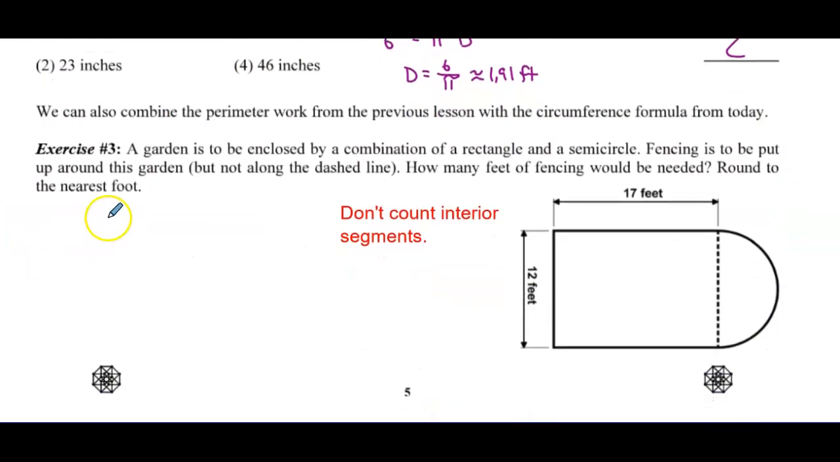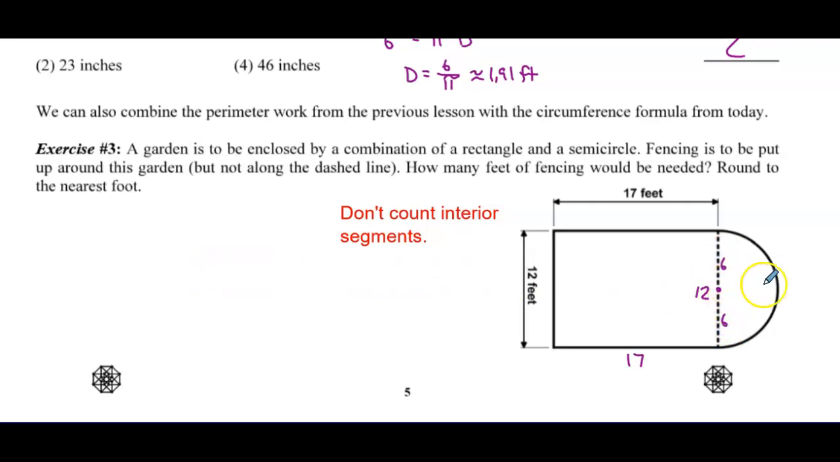All right, exercise 3. So we're combining straight line segments with curved sections here to find a total perimeter. The perimeter of the straight line part is pretty simple. You've got a rectangle, so the 17 comes down. I'm not counting that interior segment. However, because it's 12, I know that the diameter of this semicircle here is 12, and therefore the radius is 6, should I need to use it.